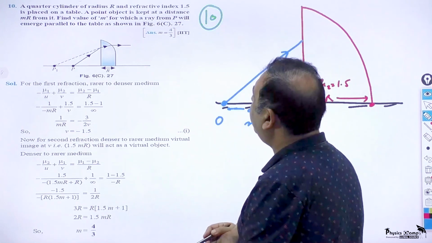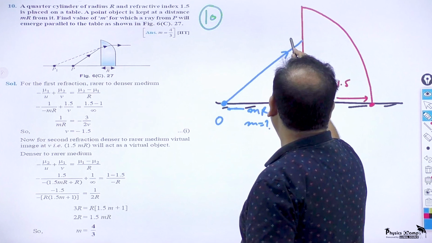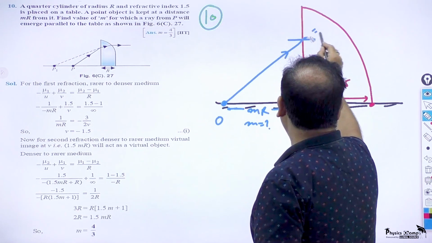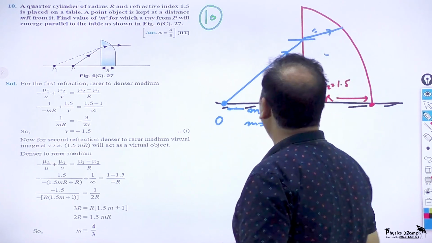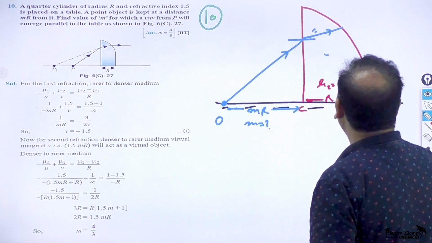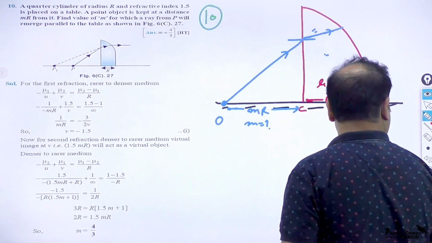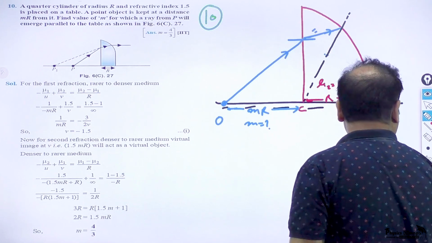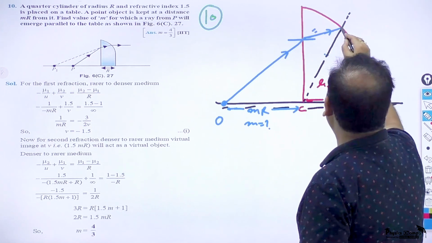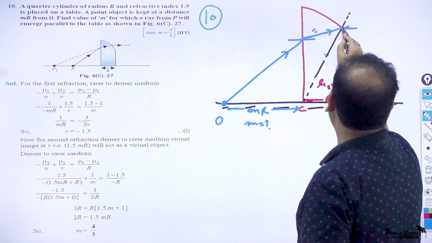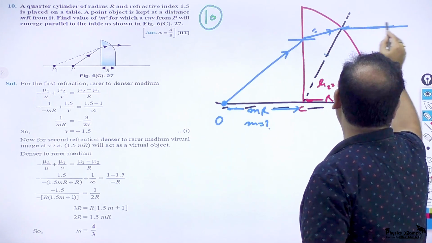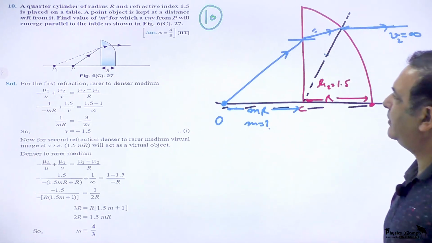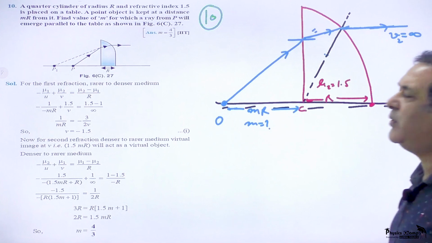For which the ray of light which is incident will first refract from rare medium to denser medium, so it will bend towards the normal. And then it will go from denser medium to rare medium. This is the center of curvature. So instead of going here, it will bend away from the normal. We want it finally to be parallel. The final image we want at infinity. So what is the value of m for this arrangement?